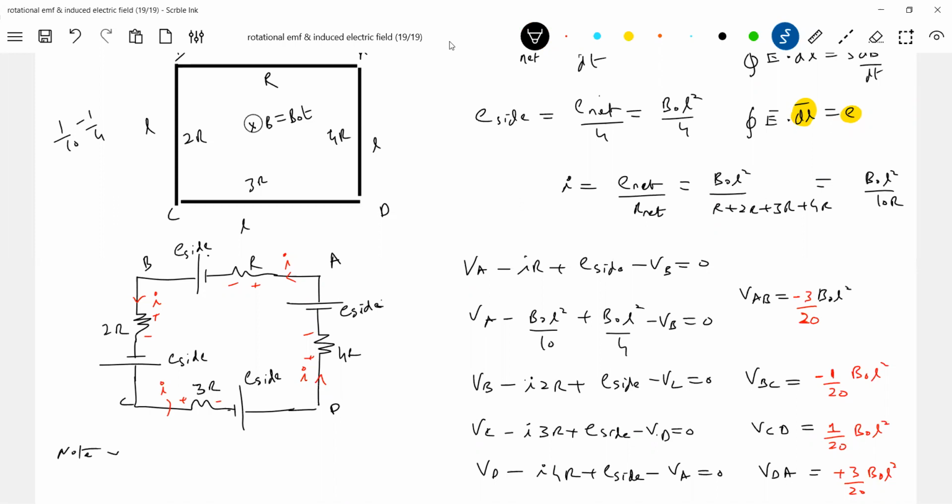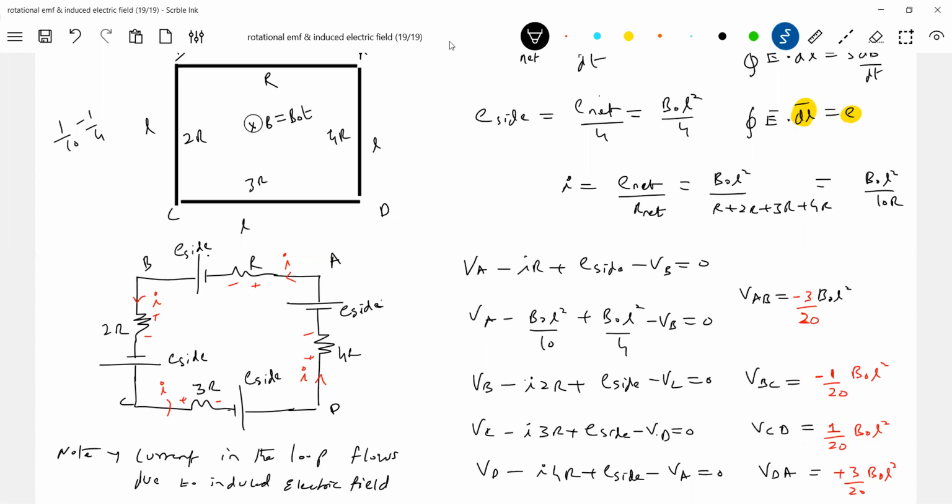Note: current in the loop flows due to induced electric field, not due to potential difference.